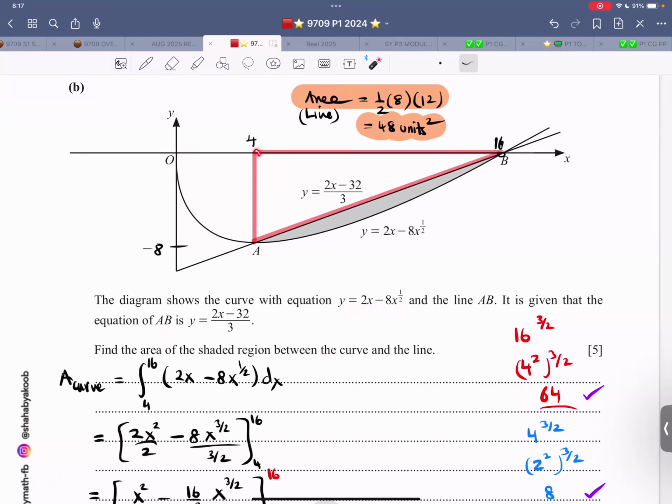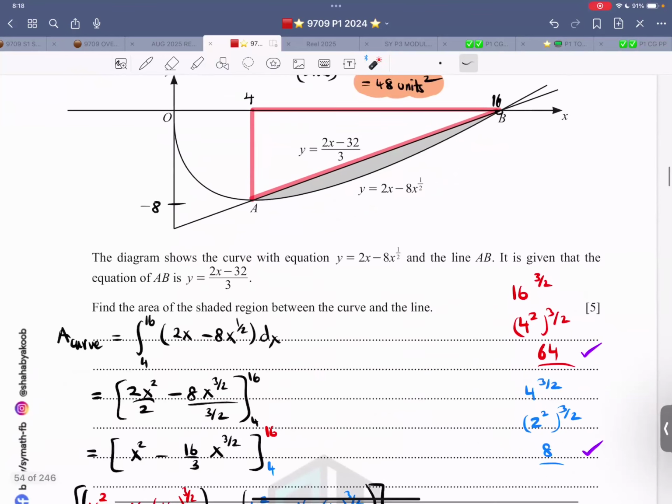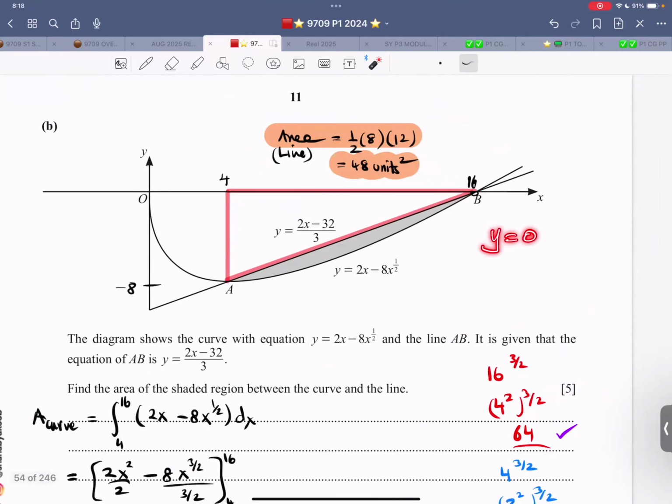If I plug in 4, I'll get negative 8. If I plug in 16, I'll get 0. Now, how can I get this thing? If I make y equals 0, therefore 2x minus 32 equals 0 because this constant disappears. Therefore, x is 16. If I plug in 4, I get minus 8. So 4 till 16, that is 12 units. And this is 8 units. You take the positive value, that comes out to be 48 square units.